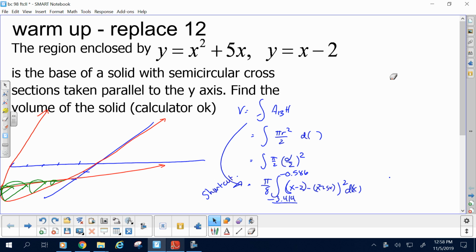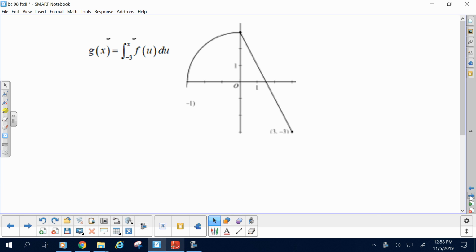Different parts to this. Actually, as a lead-in, let's do the classic warm-up. It's not in your homework, just mentally saying this here. So this is the graph of f. G is an integral defined function. G is sometimes called an area accumulation function.